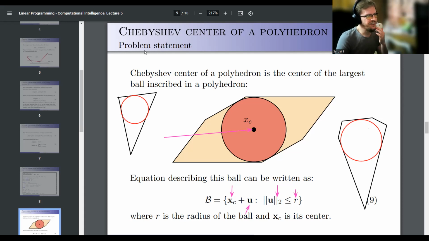Well, this is also a linear program. Last year, I asked my students if anyone sees why this would be a linear problem, and one of the students actually managed to give me an explanation. If you see why finding the center of the biggest inscribed ball would be a linear program, you can tell me. Yes, go ahead.